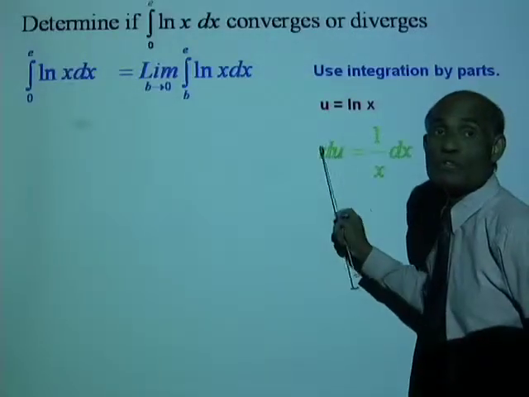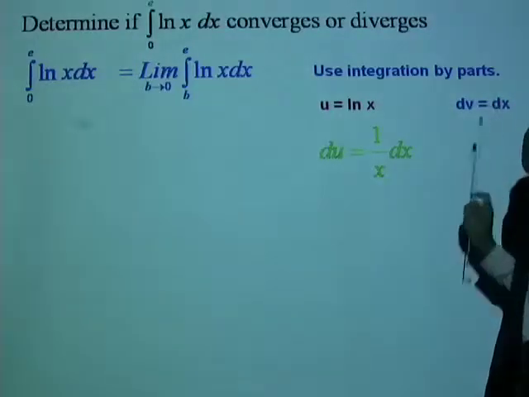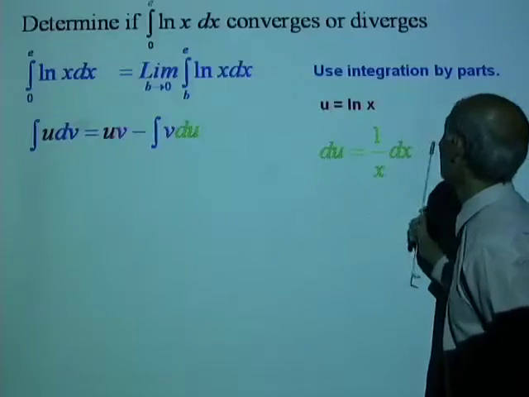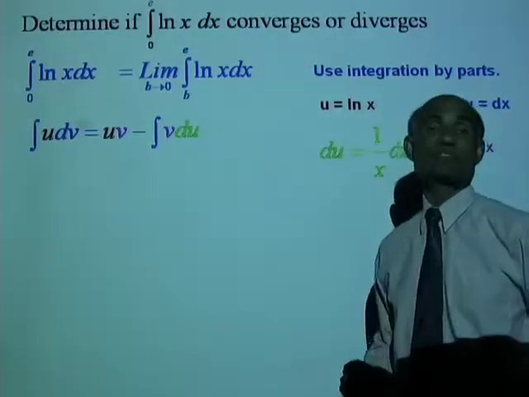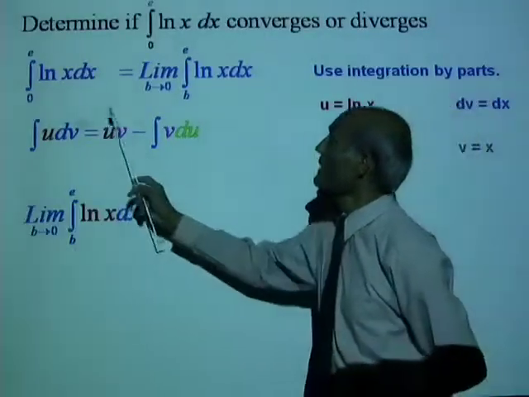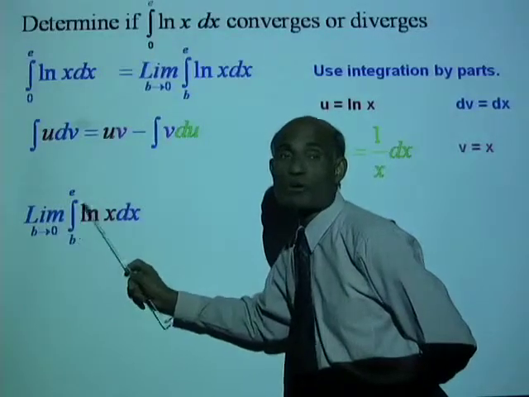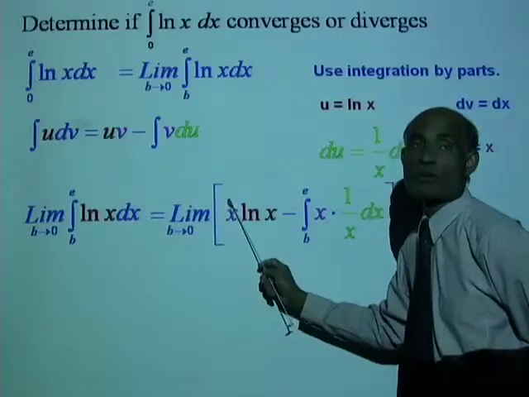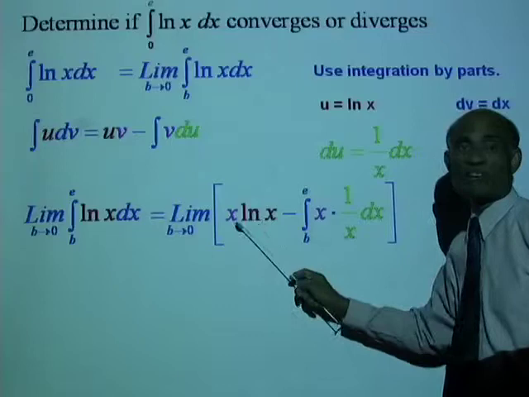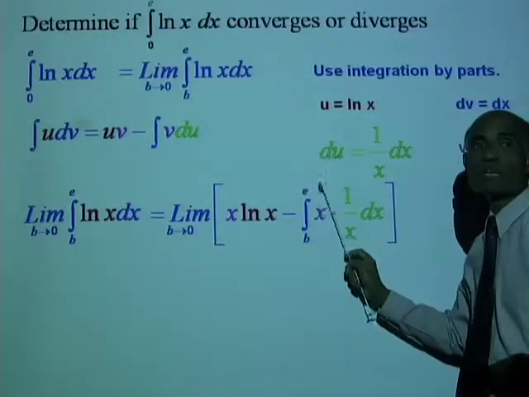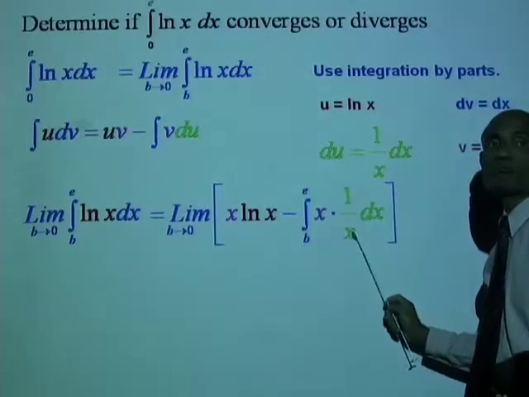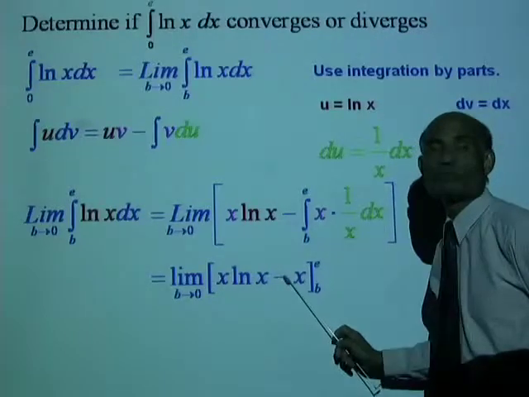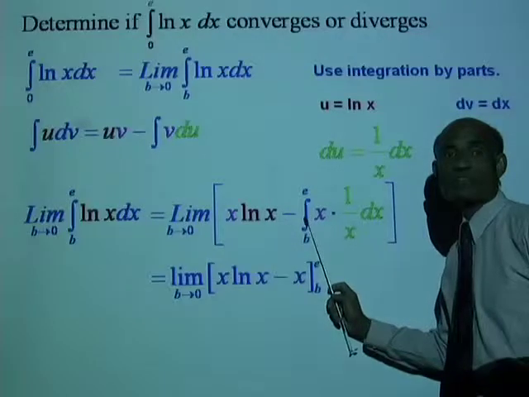u is ln x, du is 1 over x dx. Our dv is dx, therefore our v is x. And what is that integral therefore? The integral of u dv is u times v minus the integral of v du. So let's write that down. The limit as b approaches 0 of the integral from b to e of ln x dx is now equal to the limit as b approaches 0 of u times v, x ln x, minus the integral from b to e of v du, x times 1 over x dx, and x cancels. So that will be the limit as b approaches 0 of x ln x minus x. Is that right? x ln x minus the integral of x.